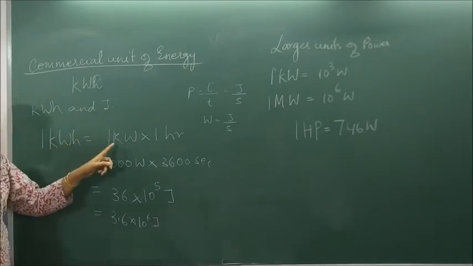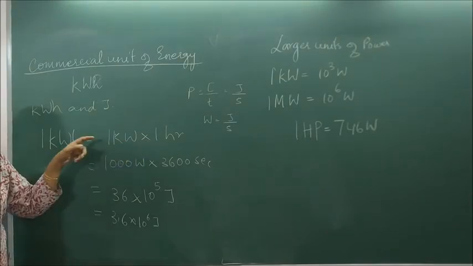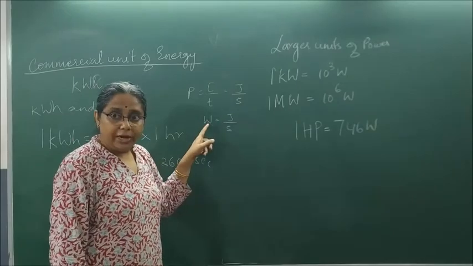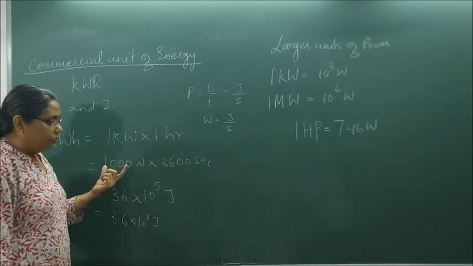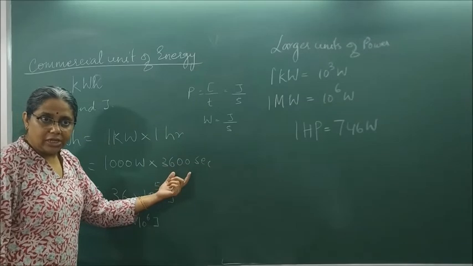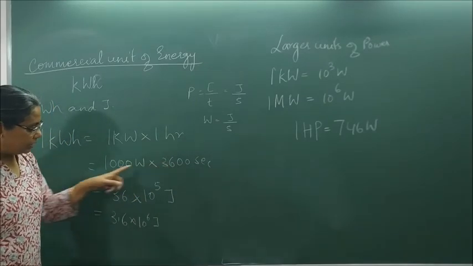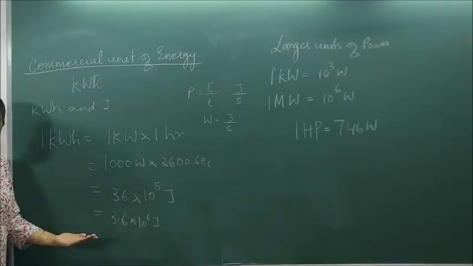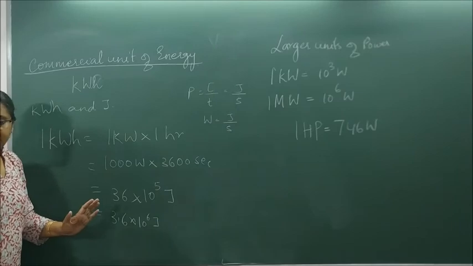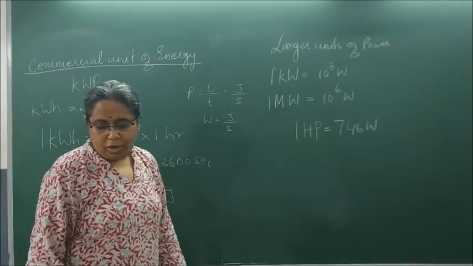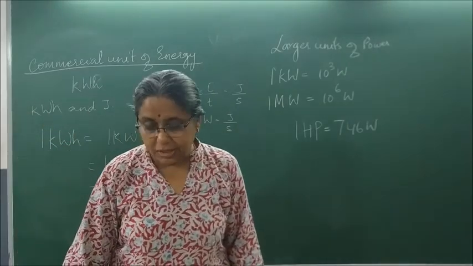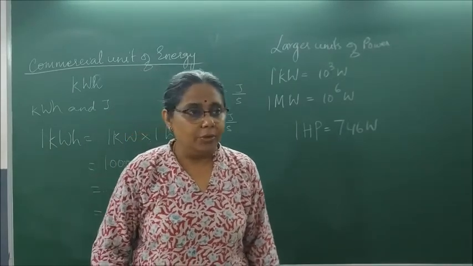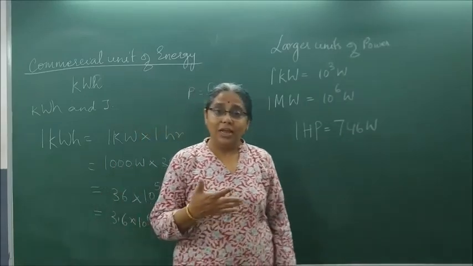1 kilowatt hour is equal to 1 kilowatt into 1 hour. Why do we need to convert it into watt and second? Because joules is equal to watt into second. So 1000 watt into 3600 seconds, that is nothing but 36 into 10 to the power of 5 or 3.6 into 10 to the power of 6 joules. Clear? So this is all about power, and this finishes your chapter on electricity.